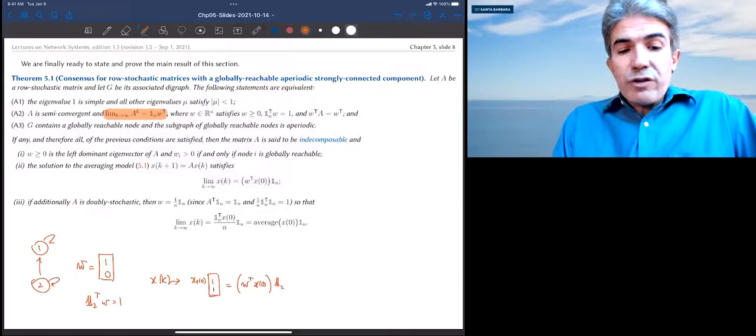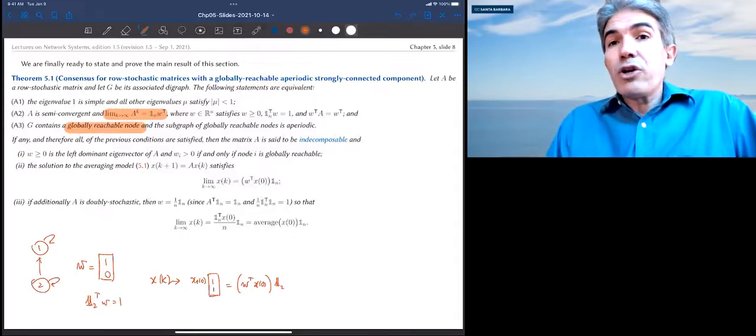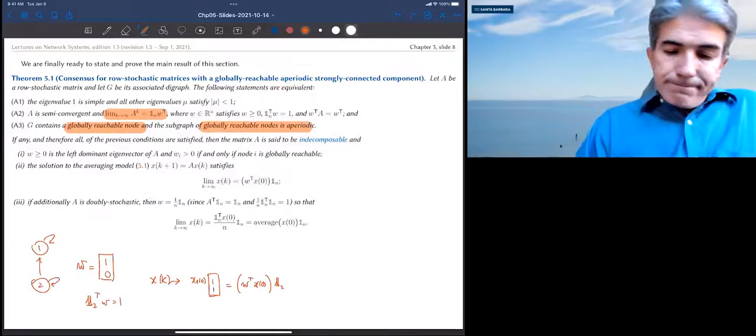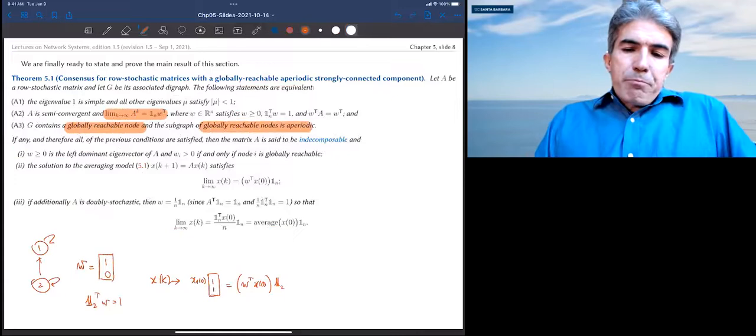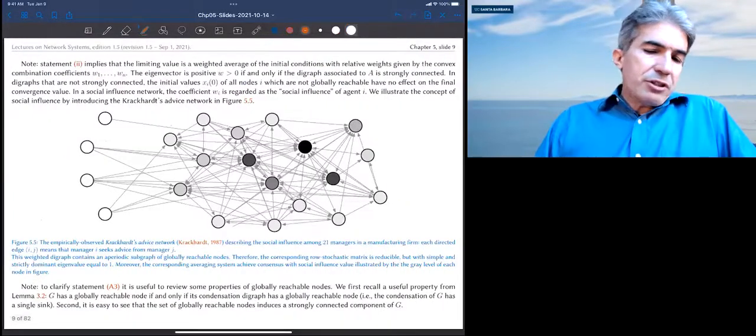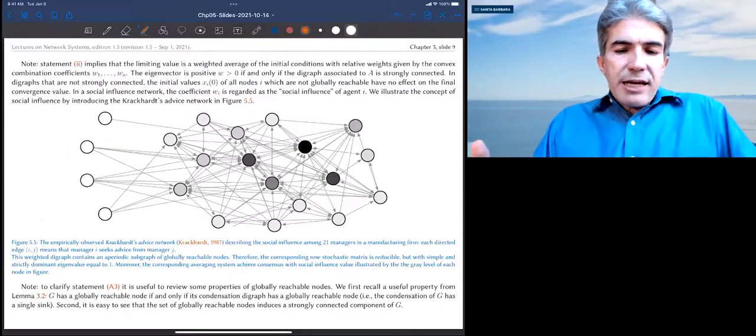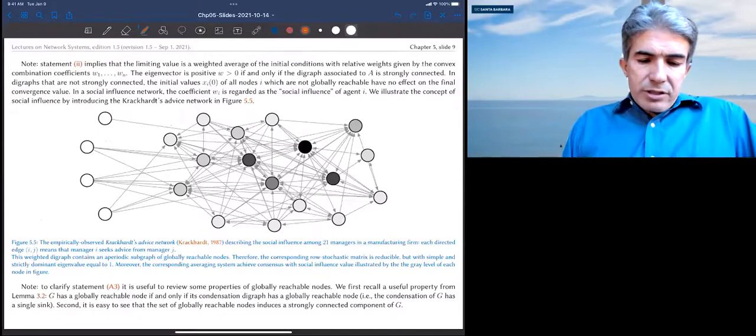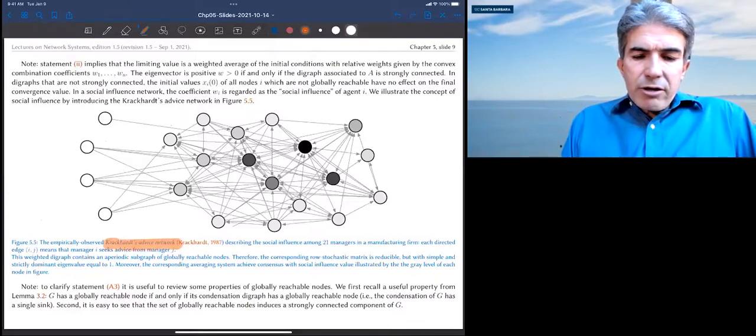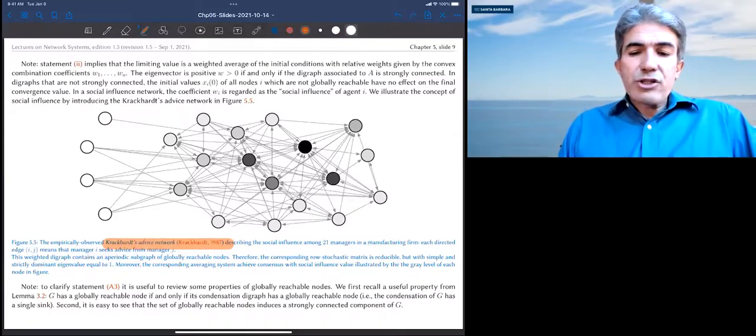I have consensus if and only if there exists a globally reachable node, and together the globally reachable nodes are aperiodic. Now, before I jump to the second theorem, here's a little example. Three slides ago I had an example that I randomly generated. This is a nice little example from social science. There's something called Cracker Advice Network. I will let you read it.